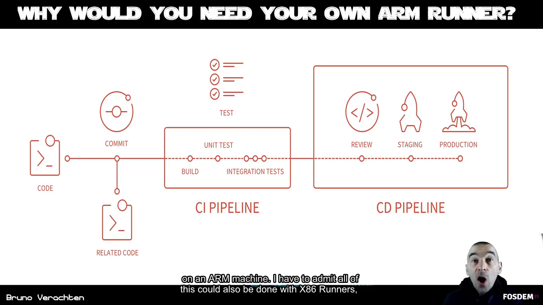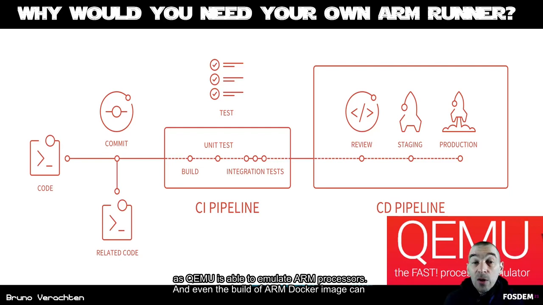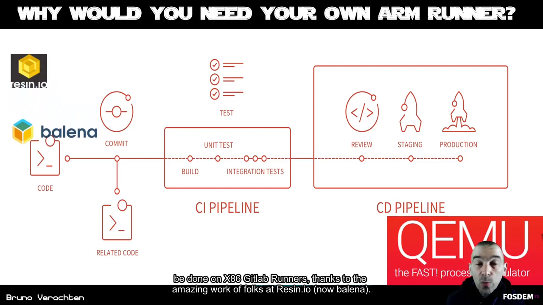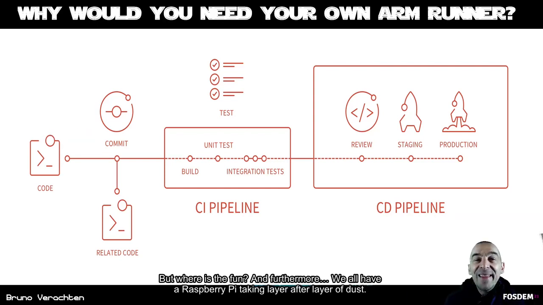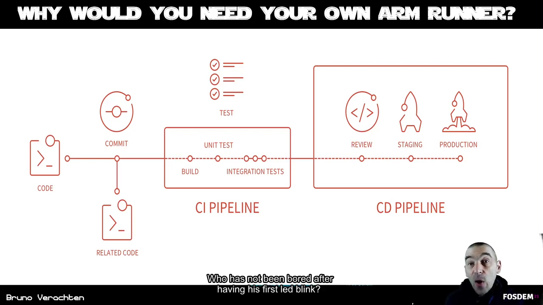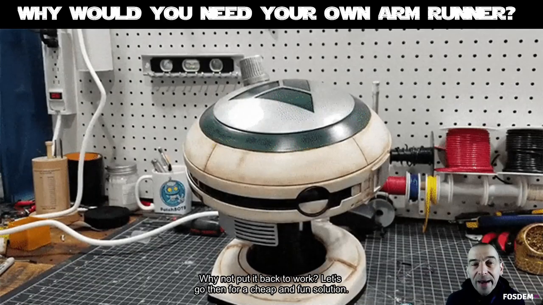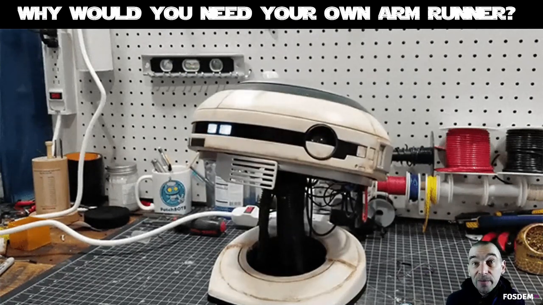I have to admit, all of this could also be done with x86 runners, as QEMU is able to emulate ARM processors. And even the build of ARM Docker images can be done on x86 GitLab runners thanks to the amazing work of folks at Resin.io, which is now Balena. But where is the fun? And furthermore, we all have a Raspberry Pi taking layer after layer of dust. So who has not been bored after having his first LED blink? Why not put it back to work? Let's go then for a cheap and fun solution.